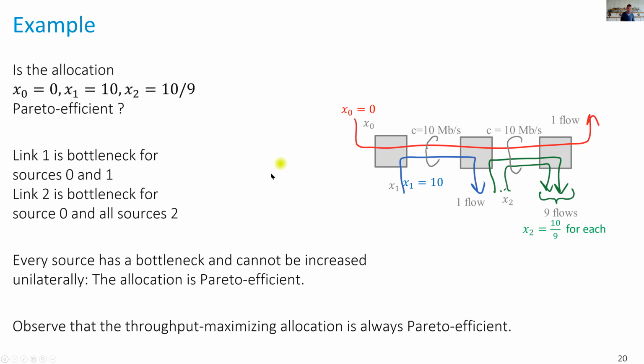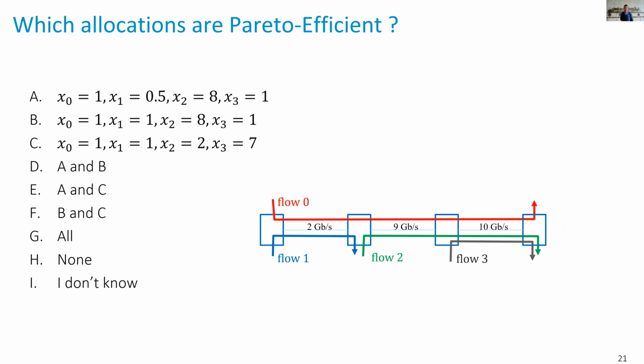If I want to increase the rate of one of the green, I need to decrease the rate of another green here. Or another way to see it is that sources 1 and 0 have a bottleneck because on their path, for the red and for the blue, this link is saturated. So they have link 1 as a bottleneck, and the green sources have link 2 as a bottleneck. So every source has a bottleneck, so it is Pareto efficient. So the throughput maximizing allocation is always Pareto efficient, but obviously this is not the one we would like to have. Indeed, there may be multiple Pareto efficient allocations here.